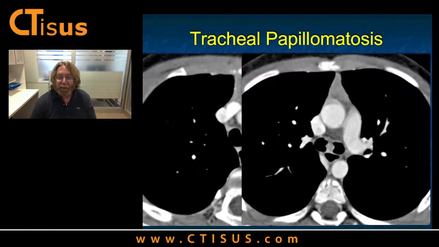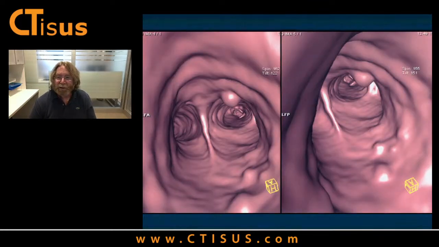And one of the things to think about is tracheal papillomatosis. Patients can have multiple lesions. Here's another example where there are multiple polypoid lesions in the left main stem bronchus and in the trachea proper. So a very unusual condition, but something that can present with hemoptysis, more common in younger patients.